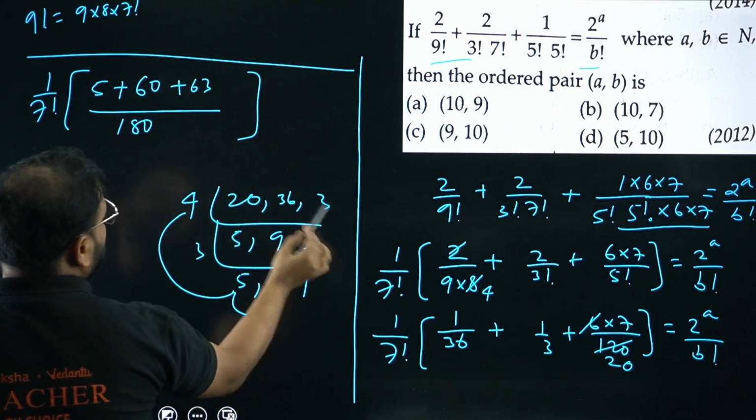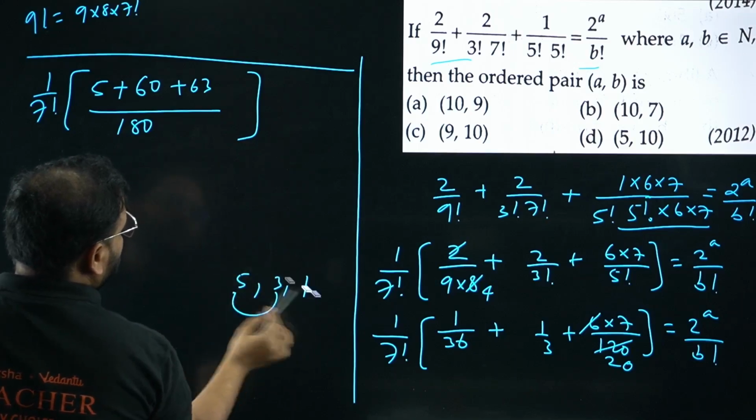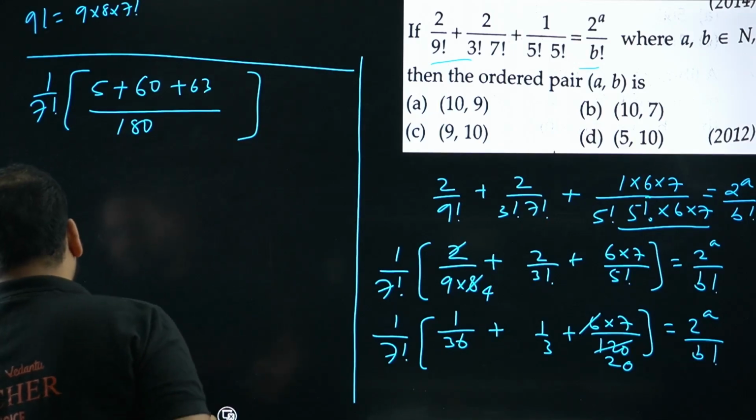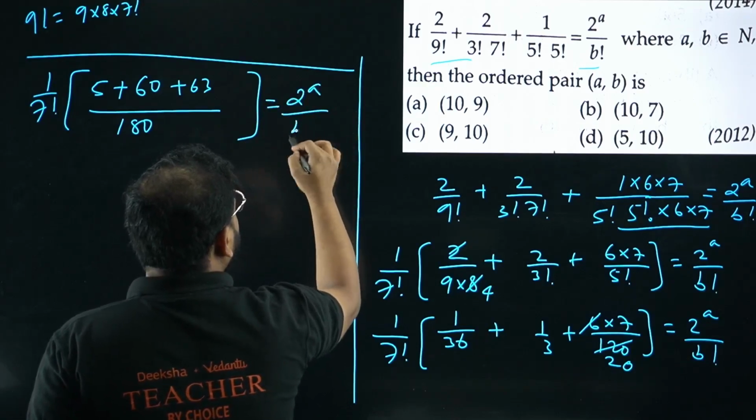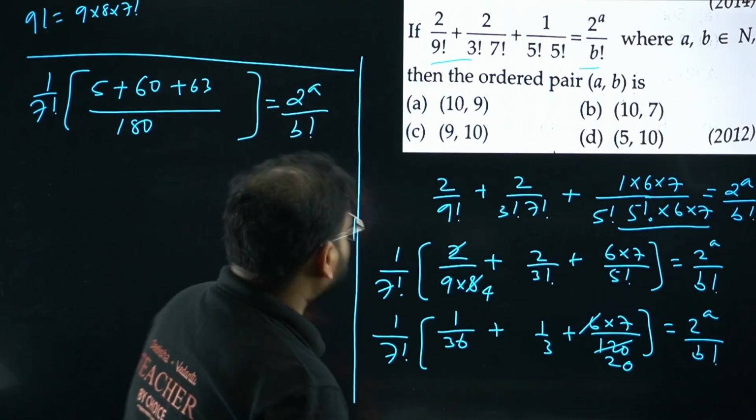Please check. I can remove this part. Great. Alright, so what I'm ending up with, have a look. Equals to, we have 2 power a of course and b factorial. And b factorial. Please check now.